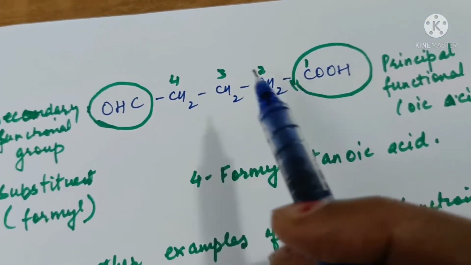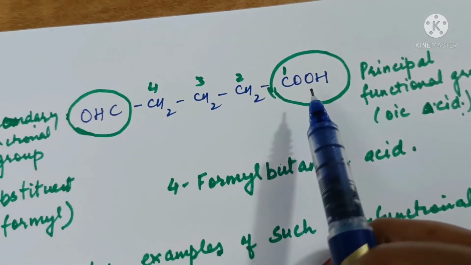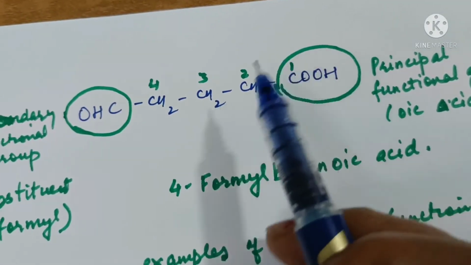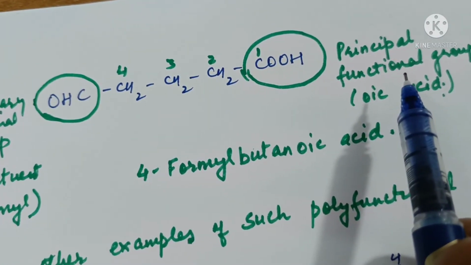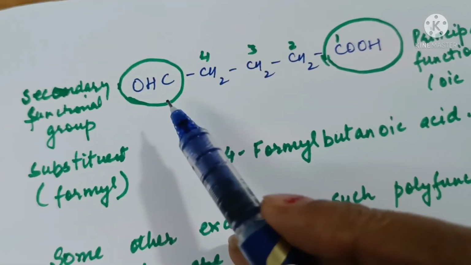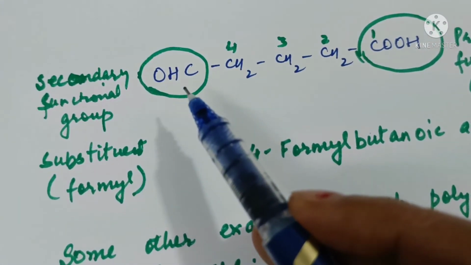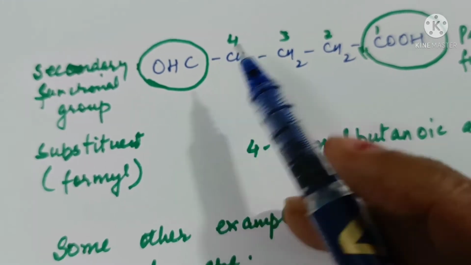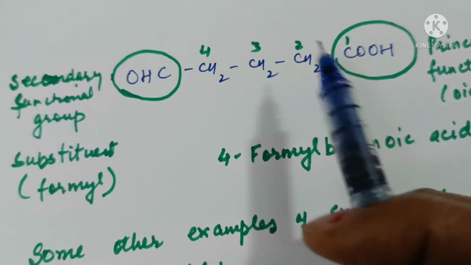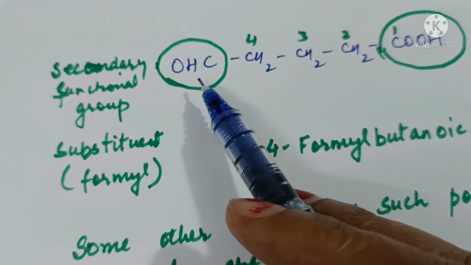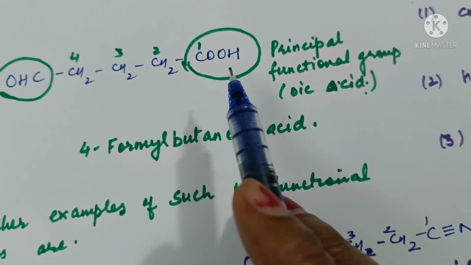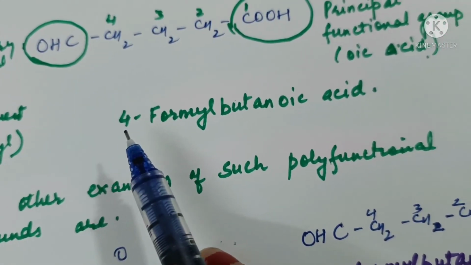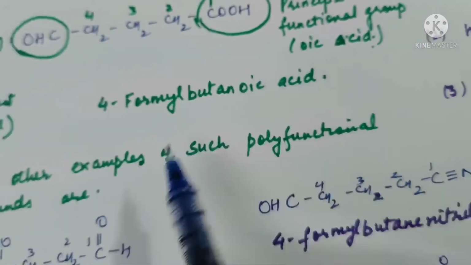So let's take a few examples. In this particular compound, there are two functional groups, CHO and COOH. But according to the preference order, COOH has higher preference, so it will be treated as the principal functional group and suffix will be used for it, whereas this will be used as substituent and prefix will be used for it. So in a chain of 4 carbon compound, at 4 position we have this formyl or aldo group, so the name will be 4-formyl butanoic acid. We can also call it 4-aldo butanoic acid.